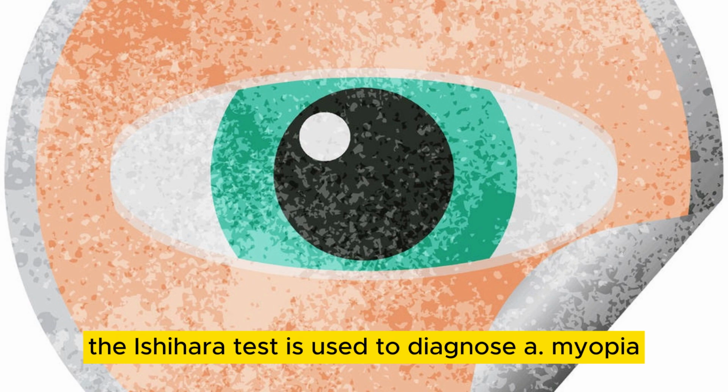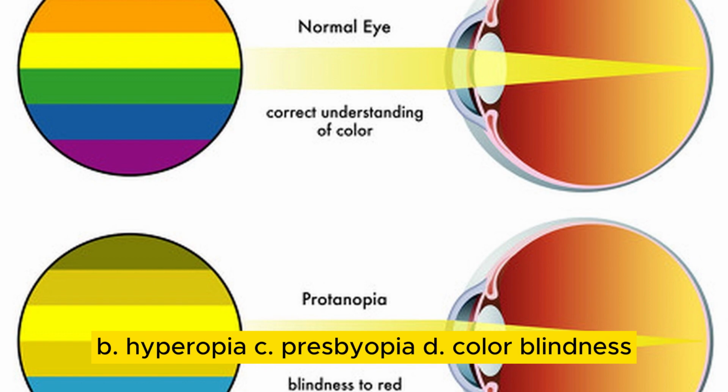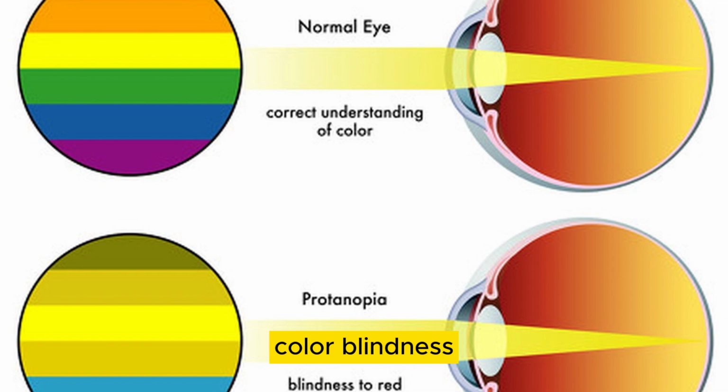The Ishihara test is used to diagnose A. Myopia. B. Hyperopia. C. Presbyopia. D. Color blindness. Answer: Color blindness.